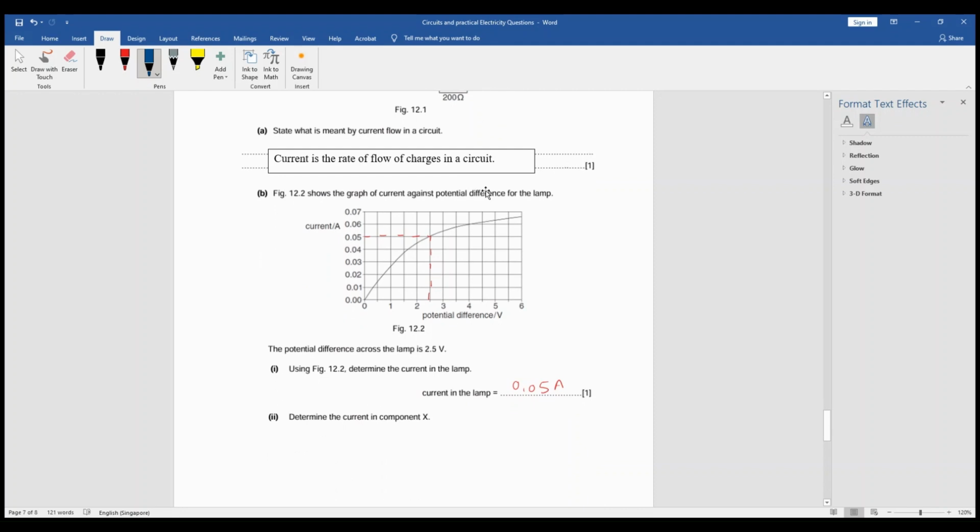We can use V equals IR, where our V is 2.5 and then our R is 200 ohms. And you can find out I. Use a calculator, you will get 0.013 ampere.